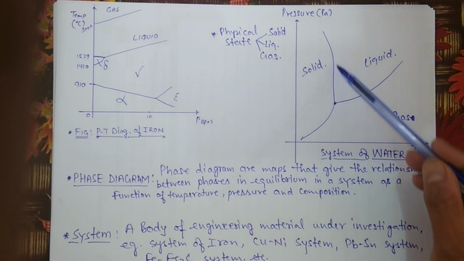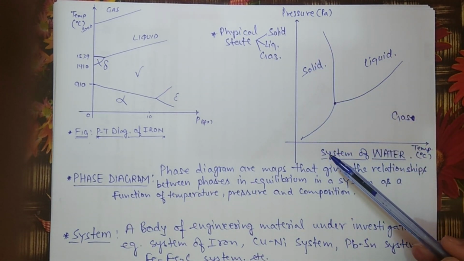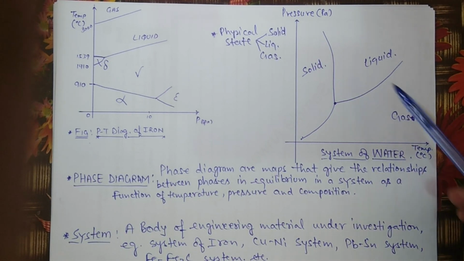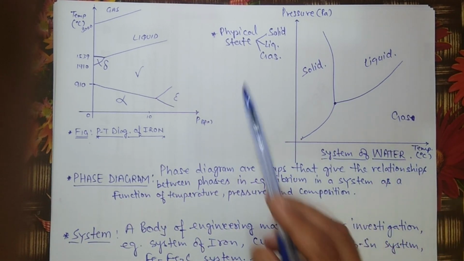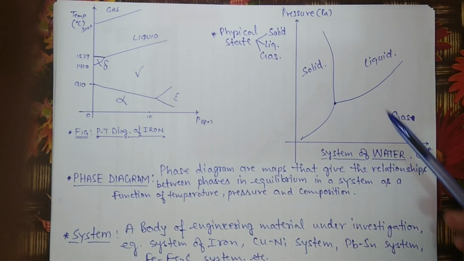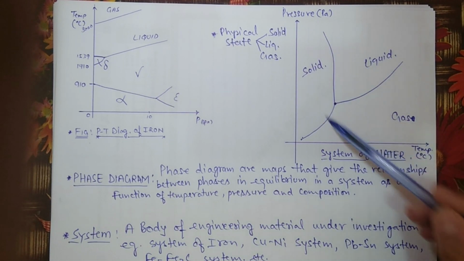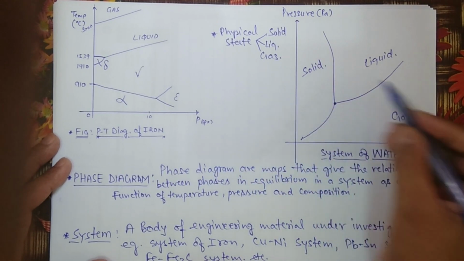That means under these boundaries the whole region is going to be in the solid state, meaning water will be in solid state. In this region you will find water in gaseous state. In this region you will find water in liquid state. So this is how the physical state of water is represented with the help of the phase diagram. At a particular temperature and a particular pressure, what physical state of water you are going to achieve, like, say for example, 100 degrees centigrade.